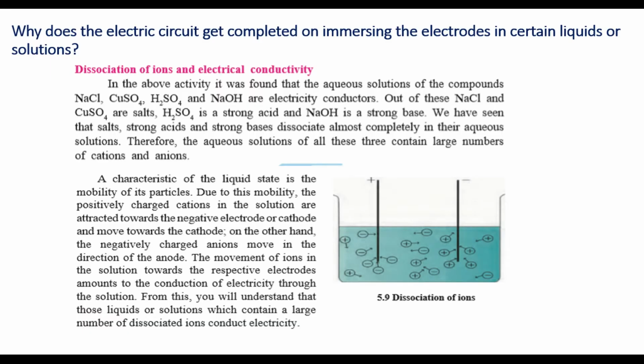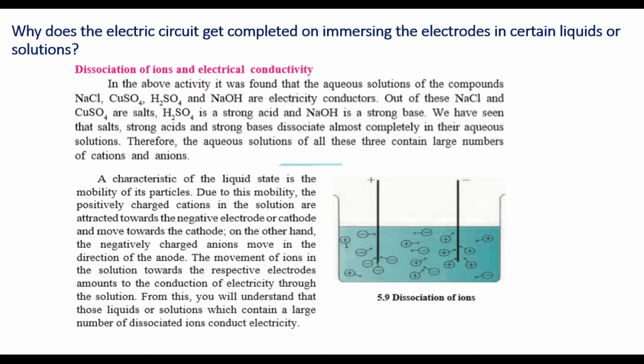Now why is the electric circuit complete on immersing the electrodes in some liquids and not in others? Let's go through this. Dissociation of ions and electrical conductivity is the concept we need to know to answer this. In the experiment we just read, it's found that aqueous solutions of sodium chloride, copper sulfate, sulfuric acid, and sodium hydroxide are electricity conductors. Now sodium chloride and copper sulfate are salts.